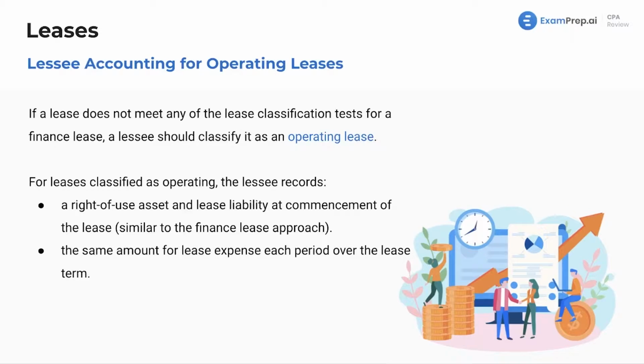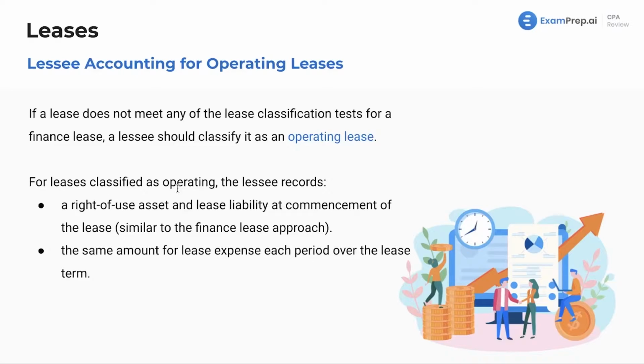We're going to determine what type of lease it is. Spoiler, it will be an operating lease based on the title here, right? So if a lease does not meet any of the lease classification tests for a finance lease, a lessee should classify it as an operating lease. This is your pure, by definition, lease. This is you leasing a car.